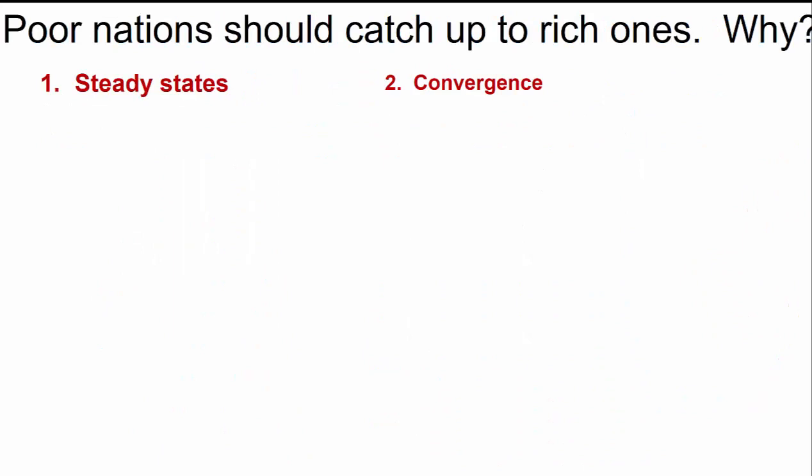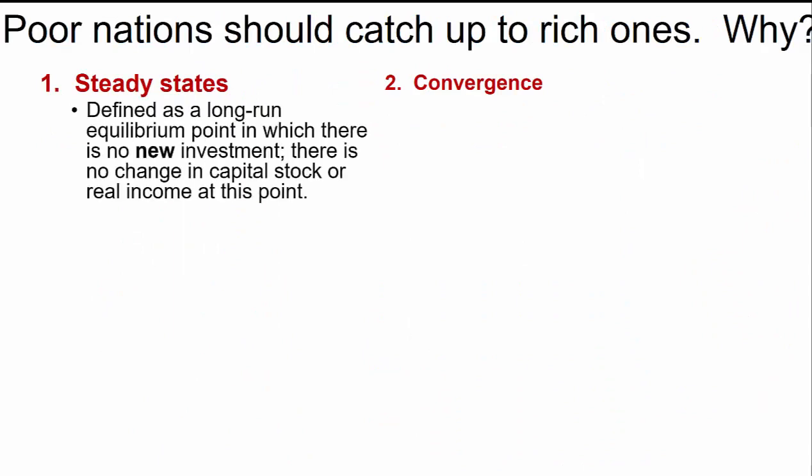So, let's talk about what just happened, okay? When Chuck reaches that fourth ladder, he reaches what's called a steady state. This is defined as the long-run equilibrium point in which there is no new investment. The reason there's no new investment is because the marginal product of capital at that point would be 0. So there's no reason to add investment.